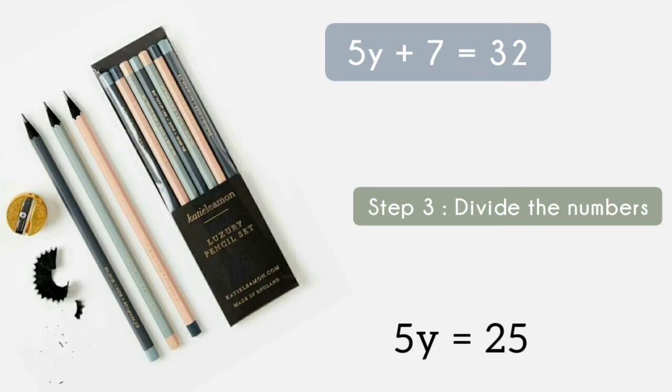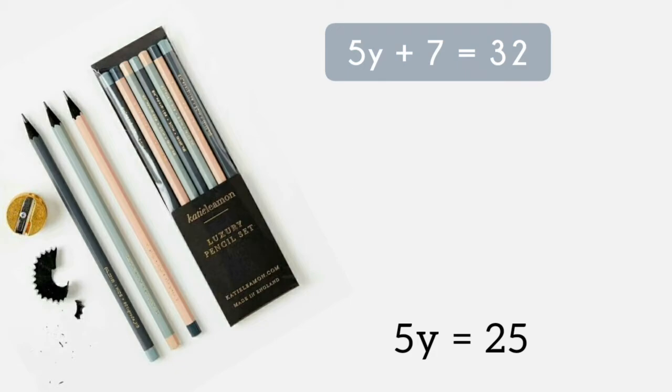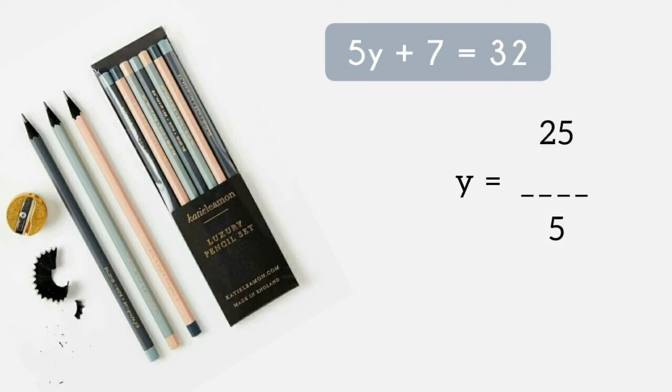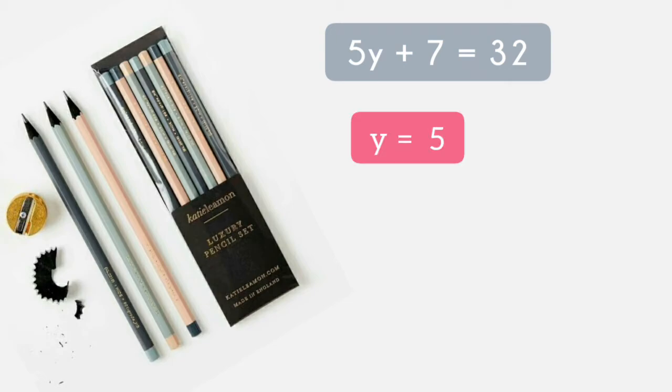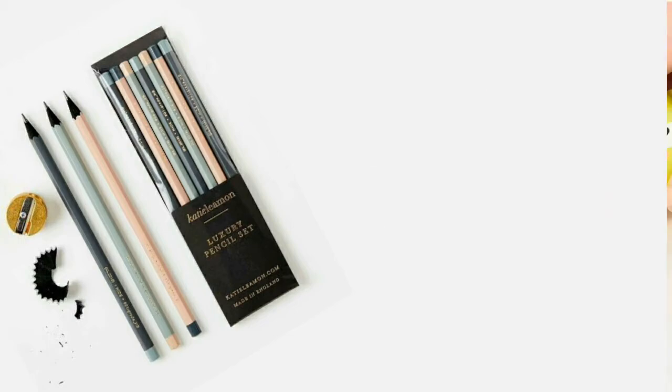Then we simply divide the numbers, and we get the value of y, which is 5. When we finally get the value of y, to ensure whether it is correct or not, we put the value of y in the expression, which gives a number after the equal sign, that is 32. Then it means that the value of y is correct.